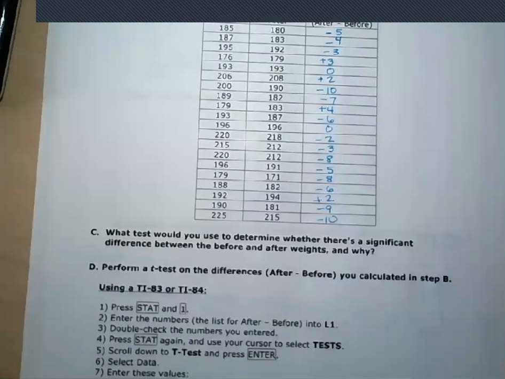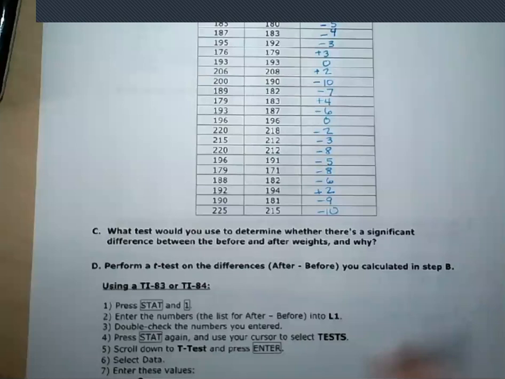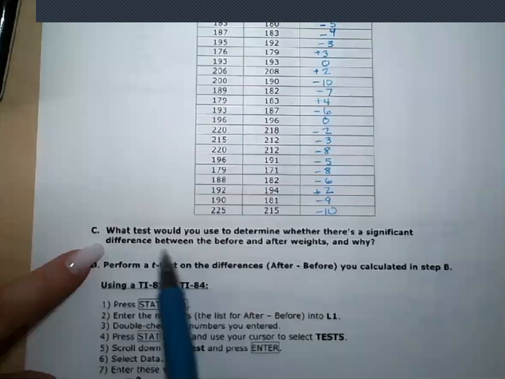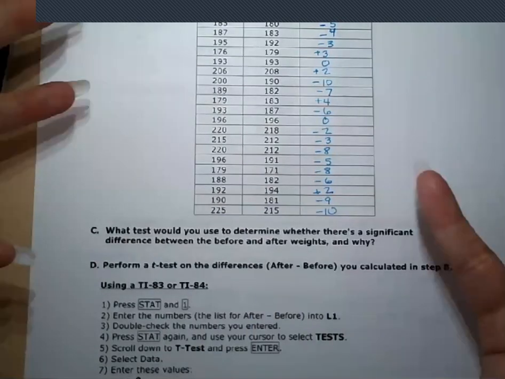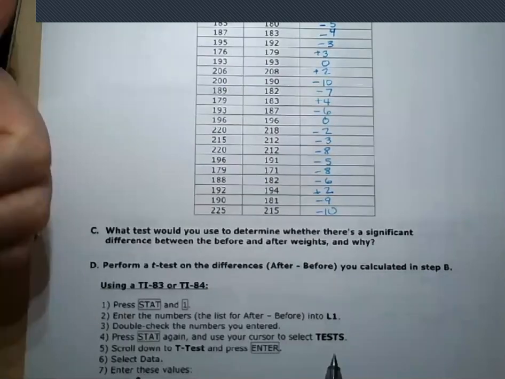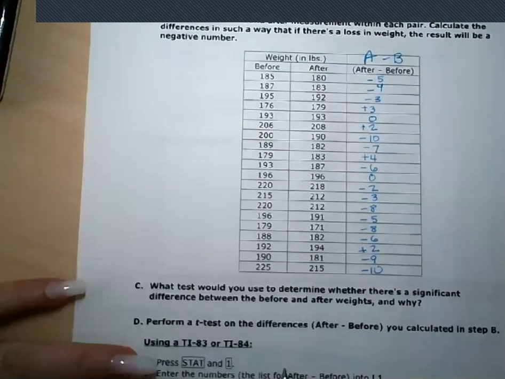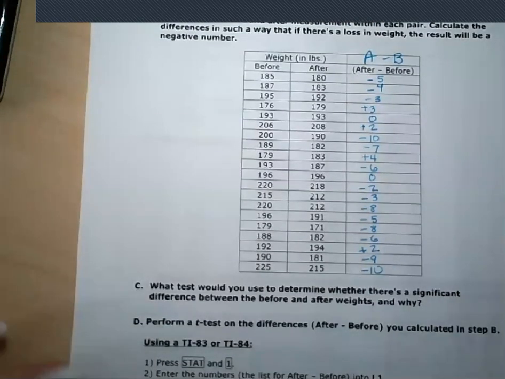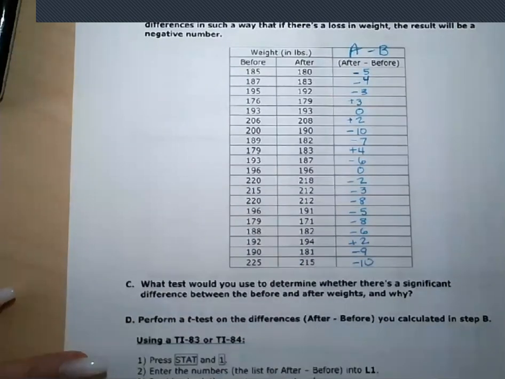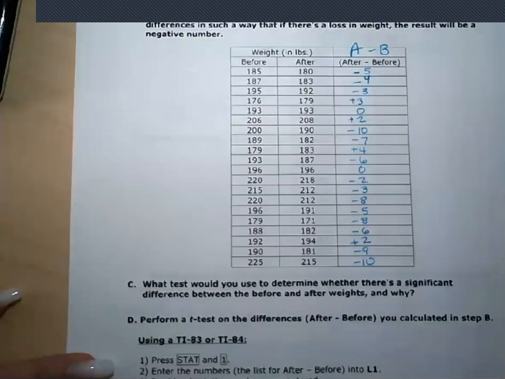All right. So now that I've got all that done, it says, what test would you use to determine whether there's a significant difference between the before and after weights? So we're doing a whole significance test here. We checked our conditions. Oh, we didn't check our conditions. Let's check our conditions. We can't do any kind of test until we've checked our conditions. For a T interval, we need to have either a large sample, greater than 30. This is not 30. Or since it's a small sample, we will need to check for outliers and extreme skewness.